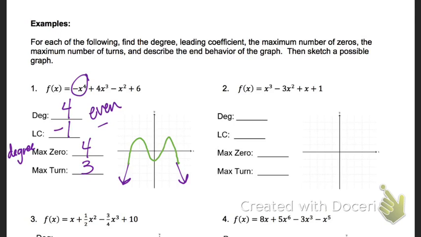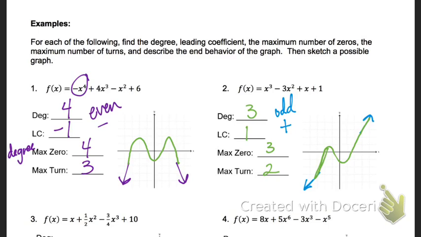Hey, you do the same thing. Nice. Okay, I want you to try number 2. Okay, here's what I got. Odd, positive, max zeros are 3, max turns are 2.